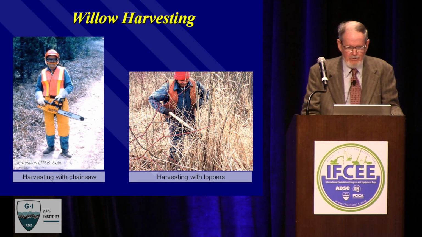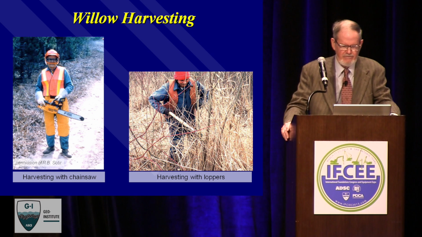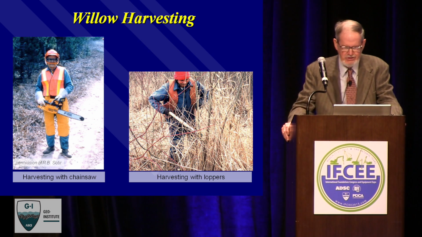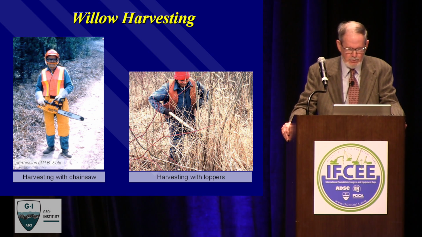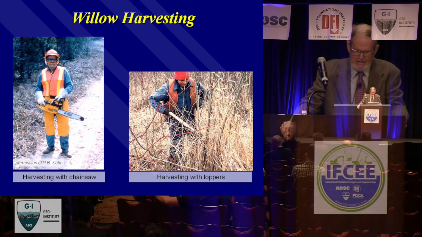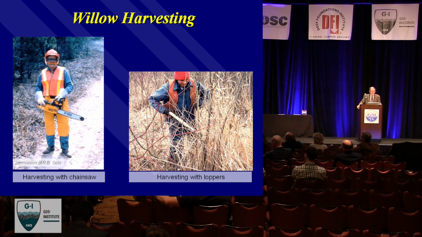When it comes to harvesting, different types of shrub species that propagate readily from cuttings, particularly willows, are the best source of vegetation for biostabilization. Other species such as alder and dogwood also work well. So these live cuttings can be obtained by using loppers, as shown on the right, or chainsaws. And very importantly, the material should be cut during dormancy. That means after leaf drop in the fall.